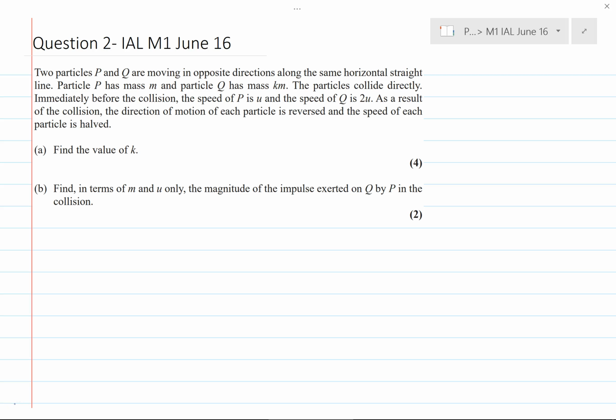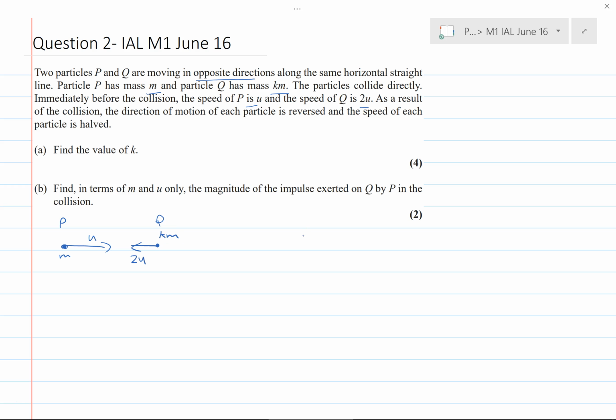So question 2 of M1 IAL June 16 Edexcel is a collisions question. We've got them moving in opposite directions, always something to look for. We've got masses of M and Km for P and Q, and we're given the speeds. P has mass M and is going with speed U, and Q is going with speed 2u in the opposite direction. Then the mass of that is Km.